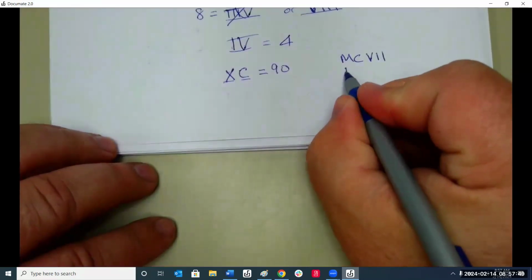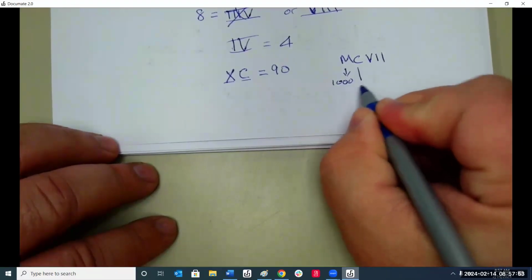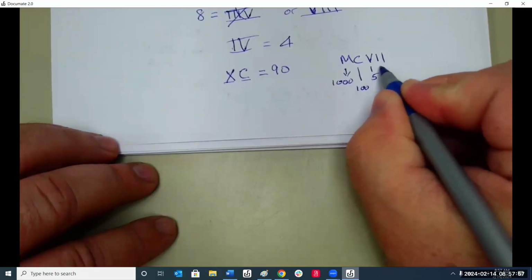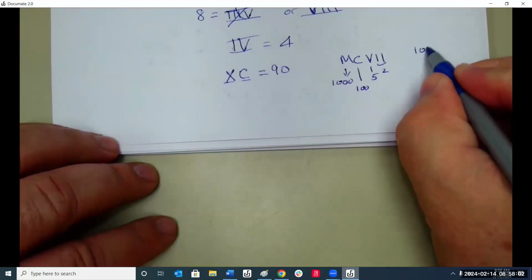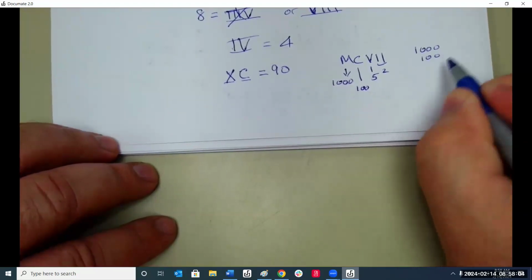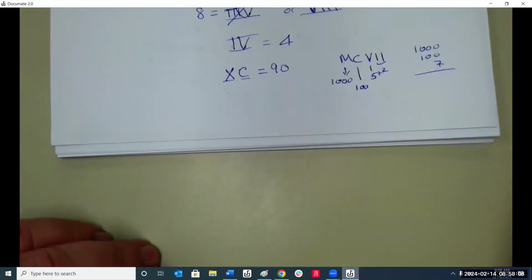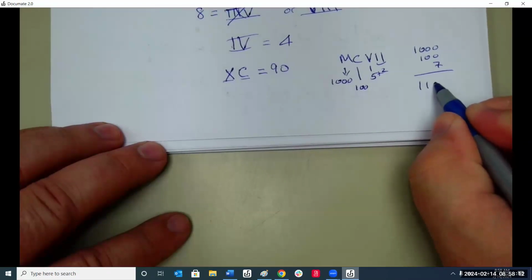What is M? 1,000. What's C? 100. V, and then 2. So 1,000 plus 100 plus 7. 5 and 2. 1107.